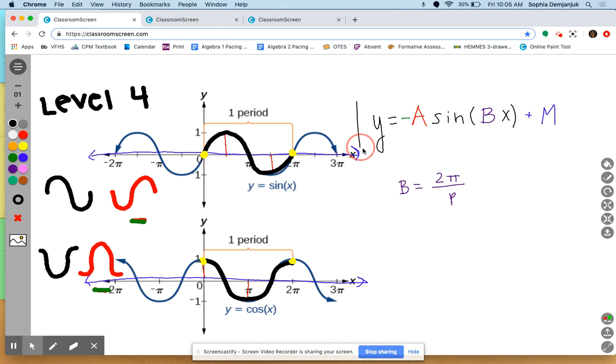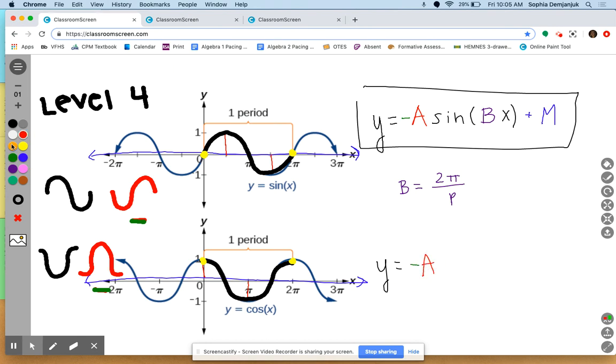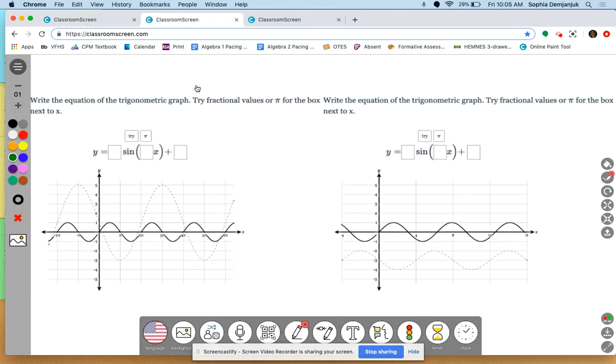We can take this same equation and apply it to cosine. So y equals possibly a negative a cosine of b x plus m. So let's do 2 examples of sine and then 2 examples of cosine.